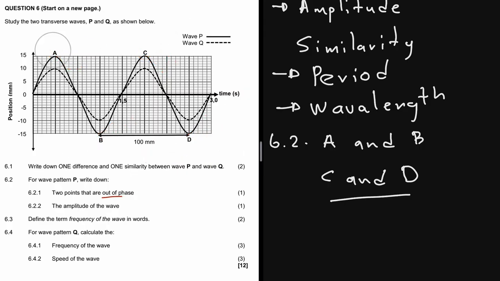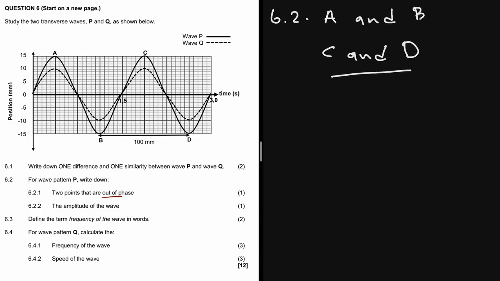So as we move on to the next question, which is question 6.3, it says, define the term frequency of a wave in words. So we know that the formula of frequency is 1 over period. So by definition, frequency simply means how many waves do we have in a second. If we have 1 wave in a second, that means we're going to have 1 frequency. If we have 2 waves in a second, we're going to have 2 frequencies, which is 2 hertz.